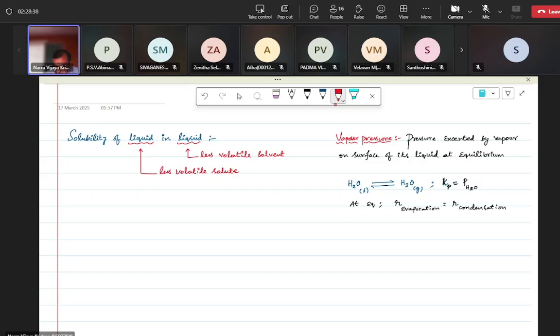If I plot a graph between rate versus time, initially I have taken water in this bottle, only water in this bottle. I left it undisturbed. Just that bottle is empty. I took half of the bottle filled with water and I closed the bottle. What happens first? Does evaporation start first or condensation start first?